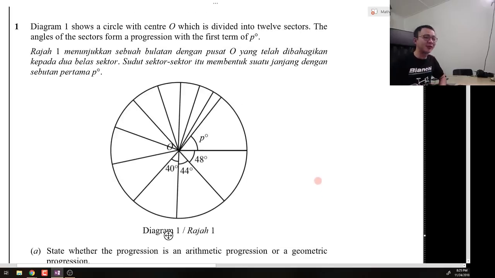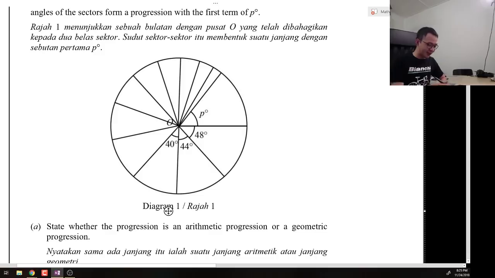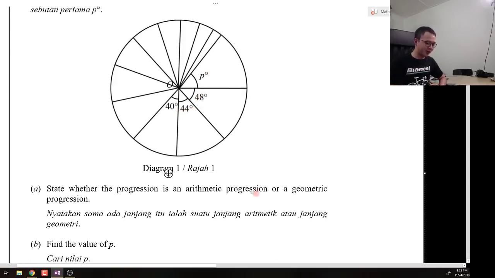Right, so let's have a look at the first question. It's very easy. Diagram 1 shows a circle with center O, which is divided into 12 sectors. The angles of the sectors form a progression with the first term P, and then you can see P becomes 48, 44, 40. State whether the progression is arithmetic progression or geometric progression.